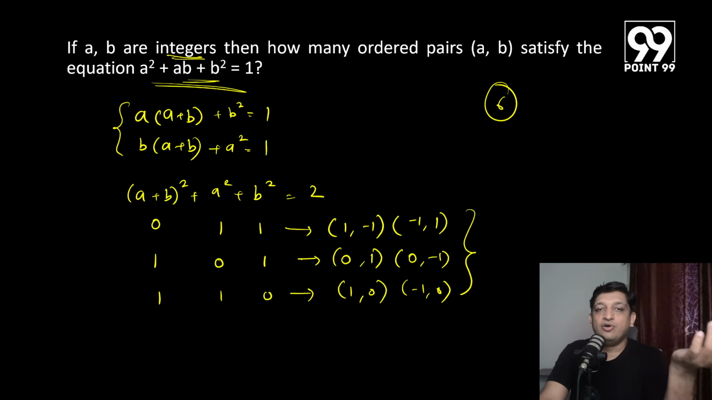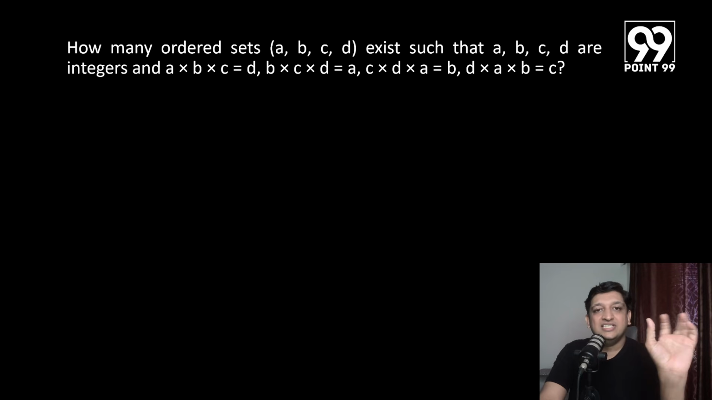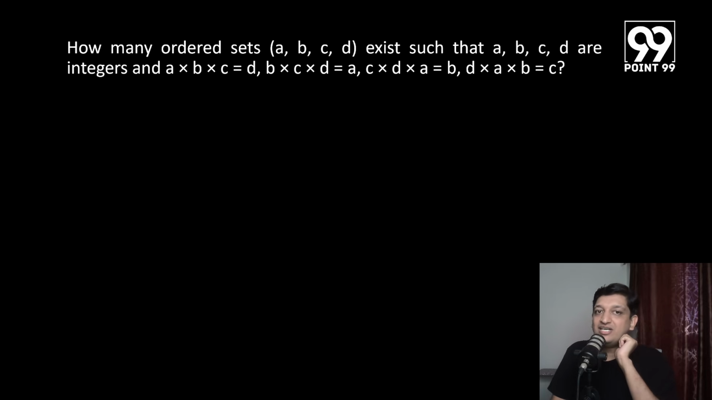Instead of just relying on observation, you can add these 2 things and that will make your life slightly easier. Let's move on to the next question now. So this also looks to be slightly complicated from algebra. So let's see. How many ordered sets exist such that a, b, c, d are all integers?